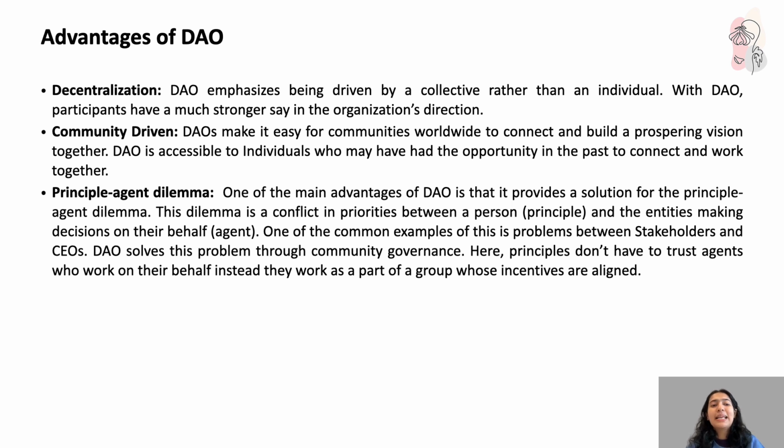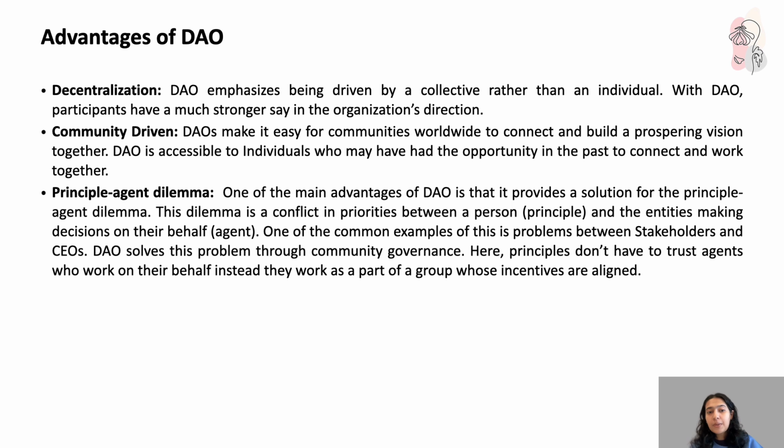Third, principal agent dilemma. DAOs help solve the principal agent dilemma. In traditional organizations, the principals, like the shareholders, depend on the agents like CEOs or managers to act in their best interest. But agents often have their own priorities. Your CEOs, your managers, have their own priorities, which can lead to conflict between the shareholders and the CEOs or managers, which leads to misaligned incentives.